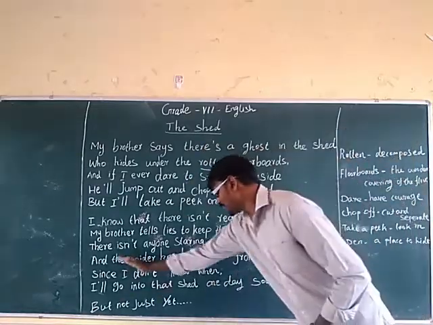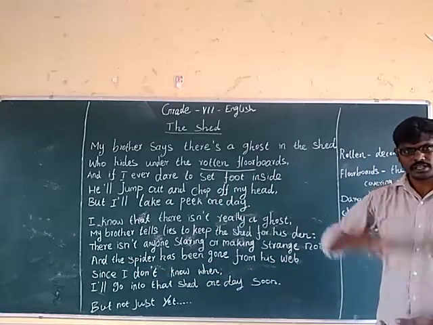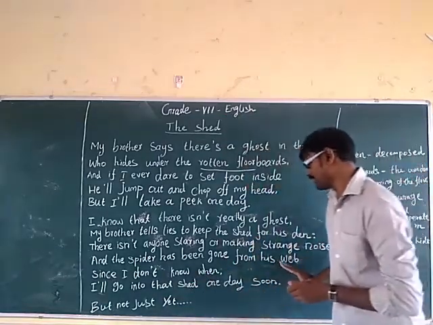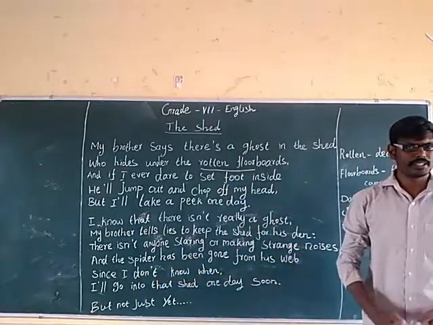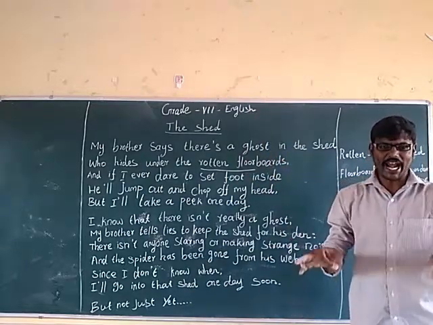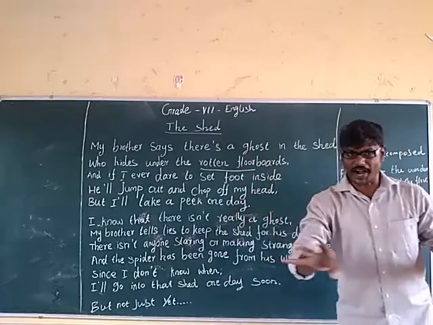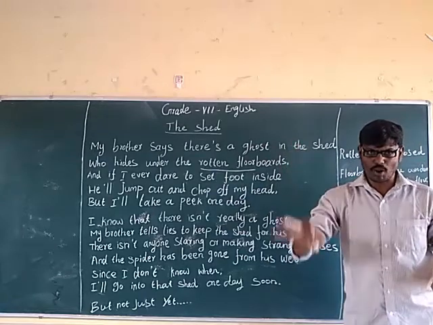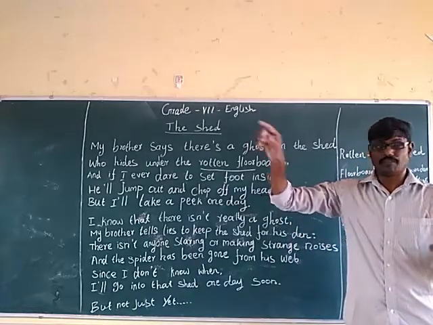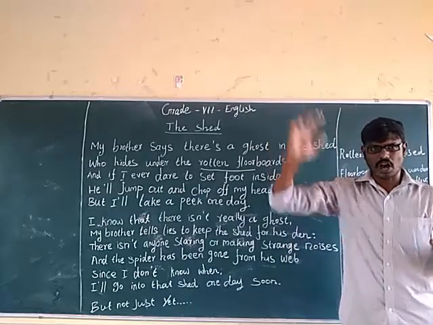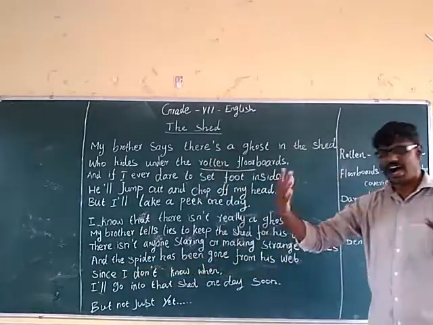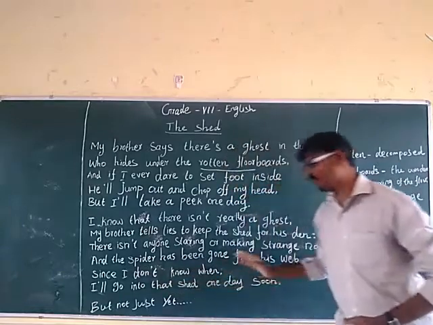And the spider has been gone from his web since I don't know when. Now there is no spider. It has gone. From when? I don't know, because the cell had not been used for long. It was an indication that the cell was not used for a long time. But now, at present, the spider's web has gone, since I don't know when.